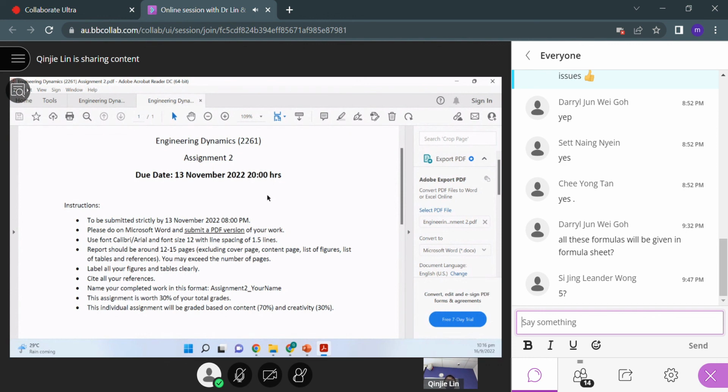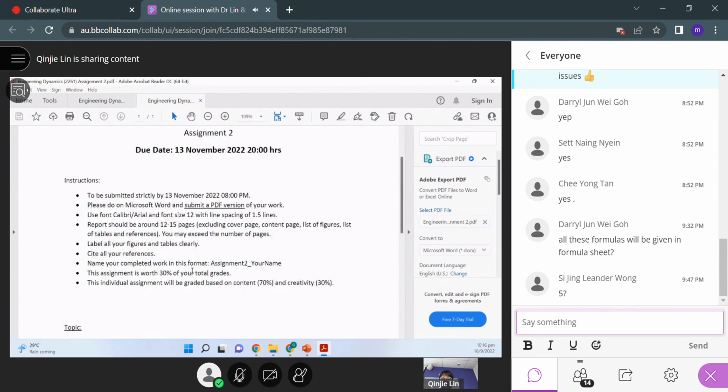The concepts are the same, but sometimes the notation may not be the same. Remember, I said maybe the radius of curvature, some people use R, some people use rho. The notation may not be the same, but the concepts are all the same. Okay, so this is assignment 2.